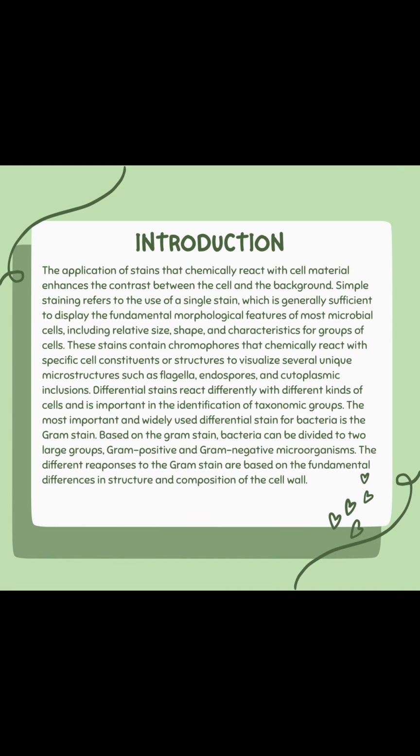Differential stains react differently with different kinds of cells and is important in the identification of taxonomic groups. The most important and widely used differential stain for bacteria is the gram stain. Based on the gram stain, bacteria can be divided to two large groups, gram-positive and gram-negative microorganisms. The different responses to the gram stain are based on the fundamental differences in structure and composition of the cell wall.